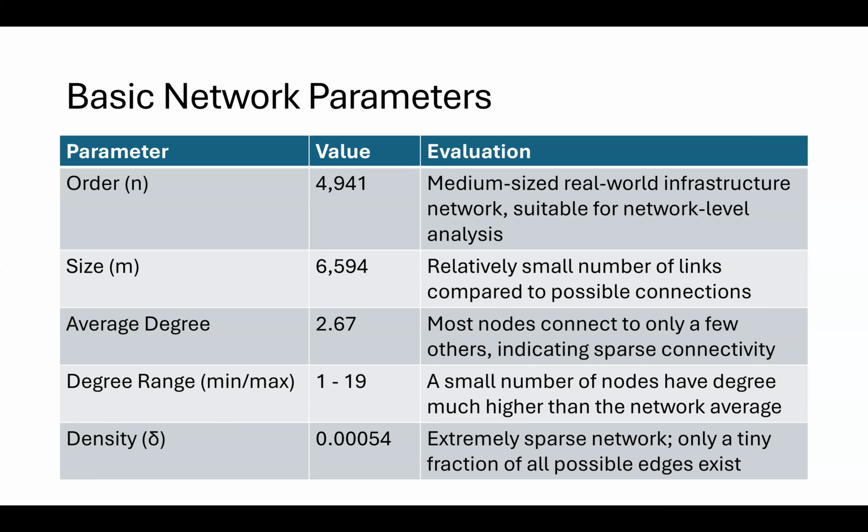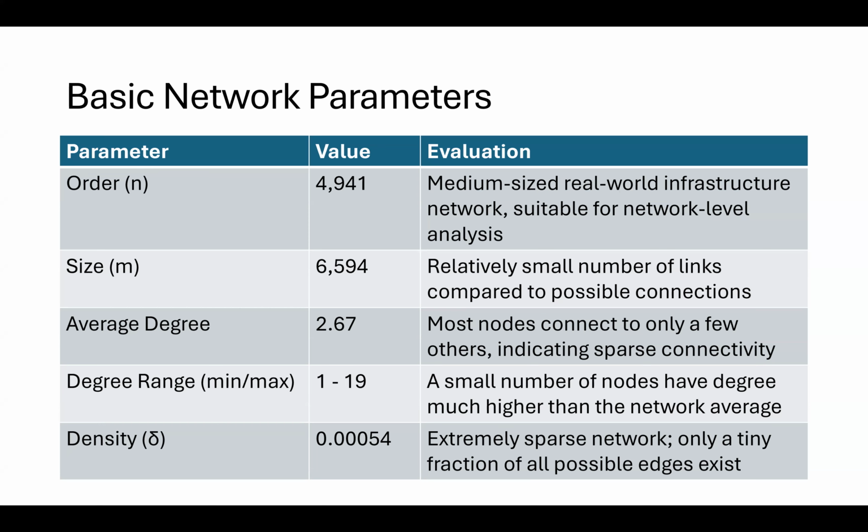The degree range is from 1 to 19, minimum and maximum. Most nodes have very low degree, but a few nodes connect to many others. This suggests the presence of hubs, although not extremely large ones. Finally, the density is 0.00054. This confirms that the network is extremely sparse. Only a tiny fraction of all possible edges actually exist.